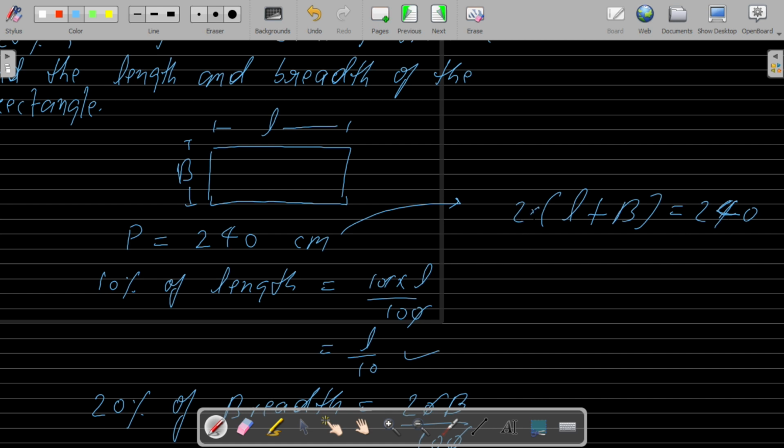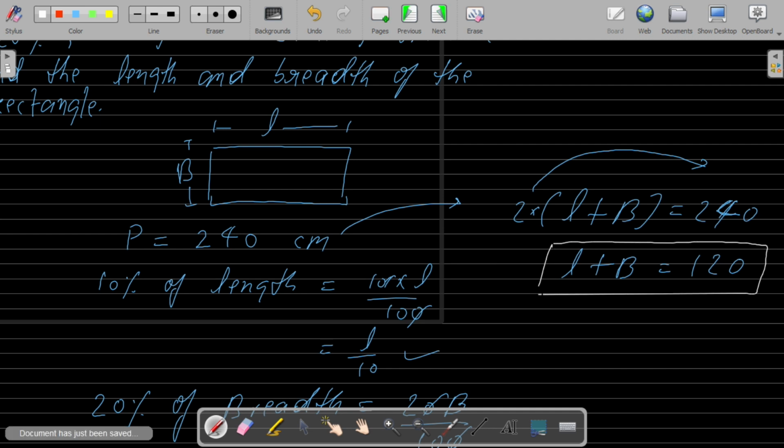Now if the 2 is getting multiplied to the whole of L plus B, if I interchange the position, it will go to the divide position below 240. So L plus B is 240 divided by 2, which is 120. Okay, the first equation is this.